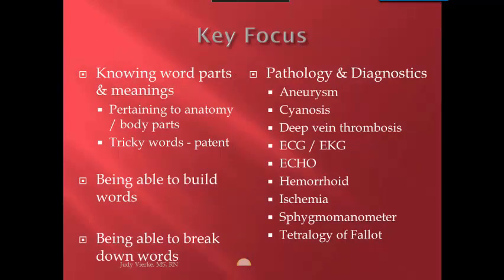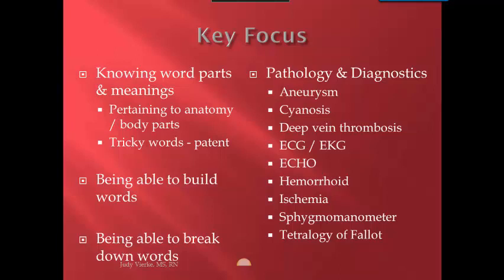So some tricky words: patent, there on the left. Patent means open. If a vessel is patent, it is open and flowing. Some pathologies and diagnostics that I want you to be aware of, besides just your terms: aneurysm is a widening, bulging out of a vessel, and the concern is that it might rupture. Cyanosis is an abnormal condition of blue due to lack of oxygen to the tissues.